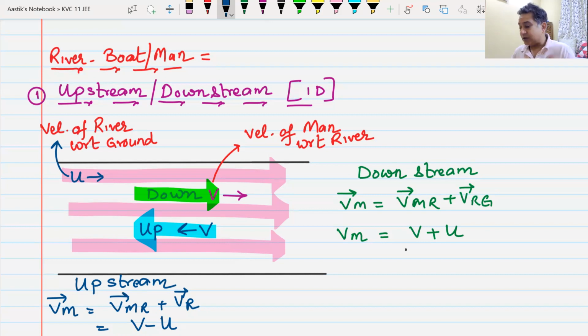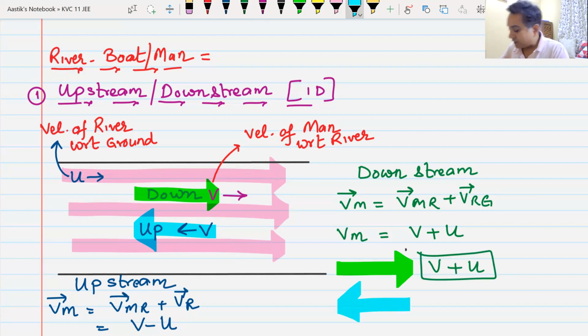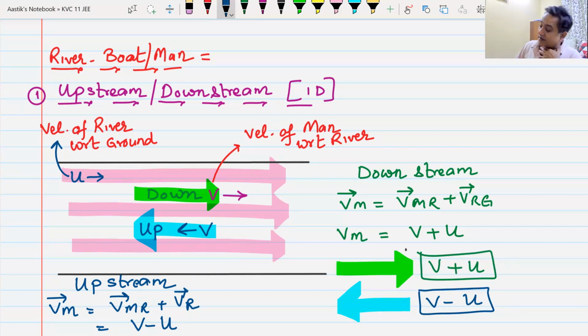So that is what you need to remember, that when he is moving downstream, his velocity with respect to ground becomes v plus u. When he is moving upstream, his velocity with respect to ground becomes v minus u, and then we can solve any question based on this concept. These types of problems are known as upstream, downstream problems. Do we understand this?